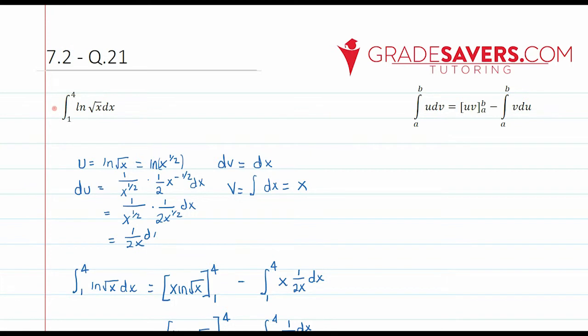The question reads, what is the definite integral from 1 to 4 of ln root x dx? And since we are dealing with section 7.2, we need to be familiar with integration by parts. We'll be using this formula for definite integrals.